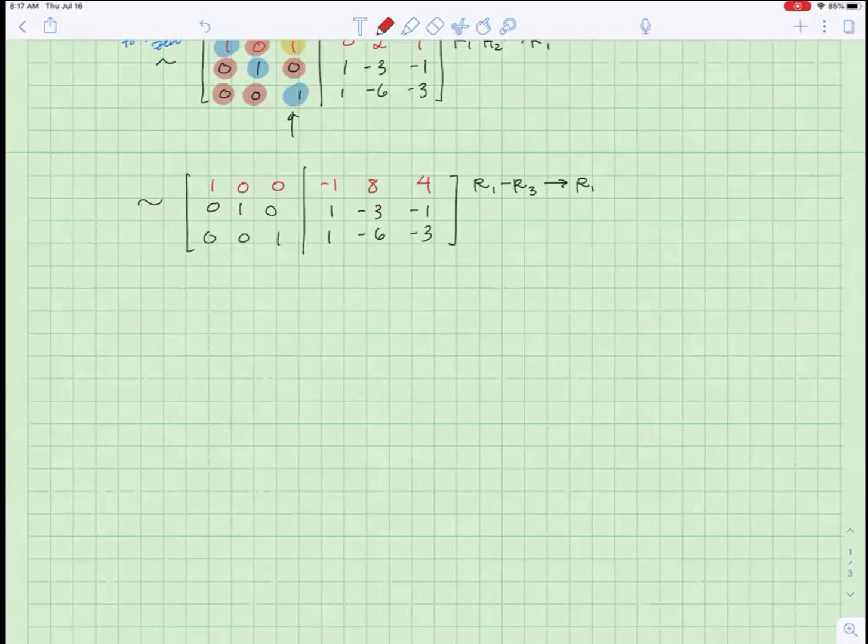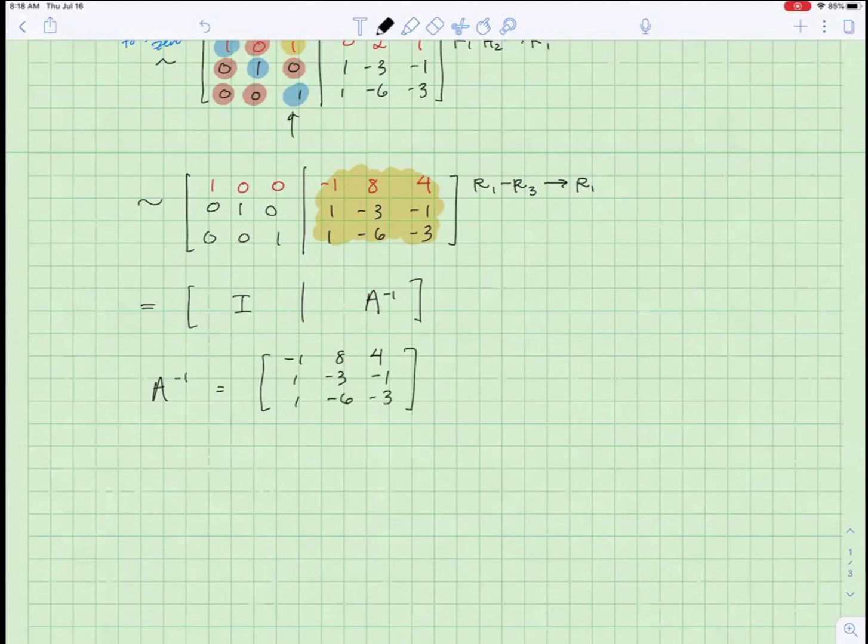And so now we have that form that we're looking for. This is the identity matrix on the left, which means that this is our inverse matrix on the right side. So A inverse is equal to negative 1, 8, 4, 1, negative 3, negative 1, 1, negative 6, negative 3. This particular inverse didn't have any fractions in it like we saw yesterday. This one was a little bit cleaner.